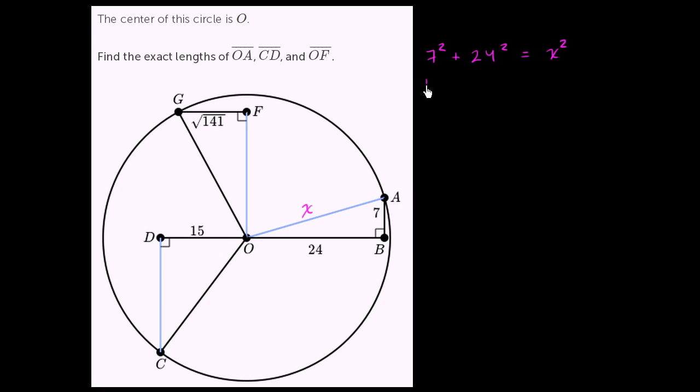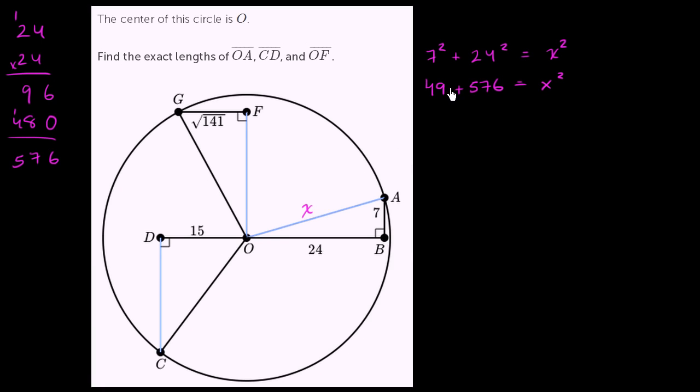7 squared is 49. And 24 squared, let's do a little multiplication to figure out 24 times 24. 4 times 4 is 16. 4 times 2 is 8, plus 1 is 9, so 96. And then 2 times 24 is 48. Add them together: we get 576. So 49 plus 576 is equal to x squared.